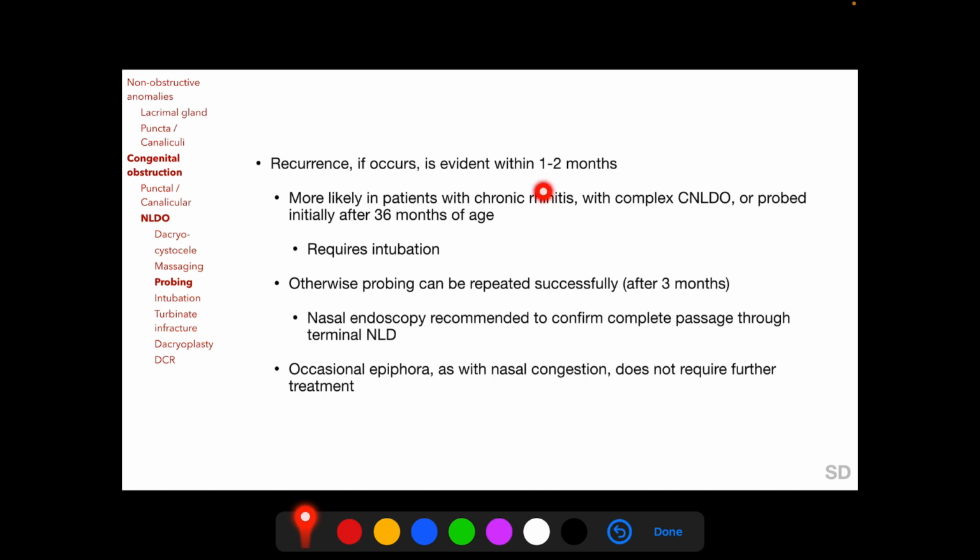If these conditions are not present, probing can be repeated successfully 3 months after the initial probing, but during reprobing, nasal endoscopy is recommended to confirm complete passage of the probe through the terminal portion of the nasolacrimal duct. Occasional epiphora, as with nasal congestion, does not require any further treatment including probing.